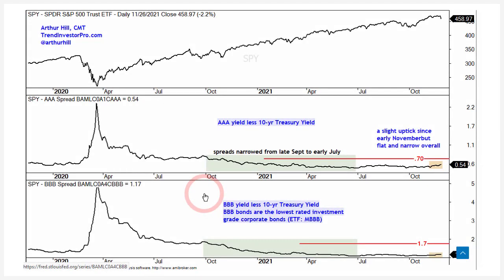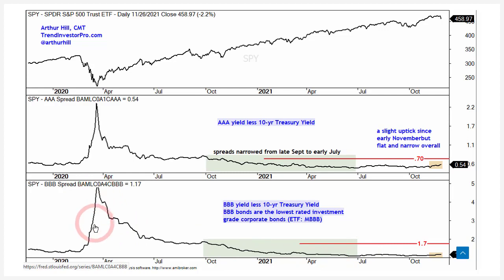Now, another reason for a little bit of concern is we've seen an uptick in the corporate bond spreads. They're widening a little bit. And when bond spreads widen, that means a little bit more stress coming into the credit markets. Now, this is the AAA spread in the middle window and the BBB spread in the lower window. BBB corporate bonds are the lowest rated investment grade bonds. And this is the yield on the BBB less the yield on the 10-year.